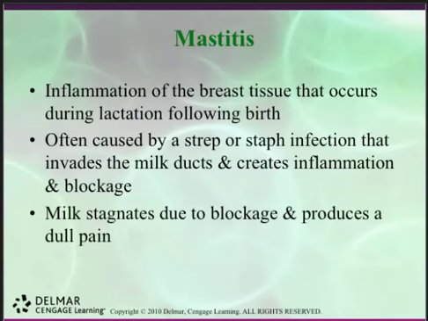Mastitis is a different type of condition. It's inflammation of the breast tissue that occurs during lactation and following birth. It's often caused by a strep or staph infection that invades the milk ducts and creates inflammation and blockage. The milk stagnates due to blockage and produces a dull pain in the breast. During lactation, the female produces milk and stores it in the breast tissue. This is particularly painful if a woman is breastfeeding her child. Again, the extra added force due to suckling, the already inflamed breast tissue, and the pain becomes multiplied manyfold.